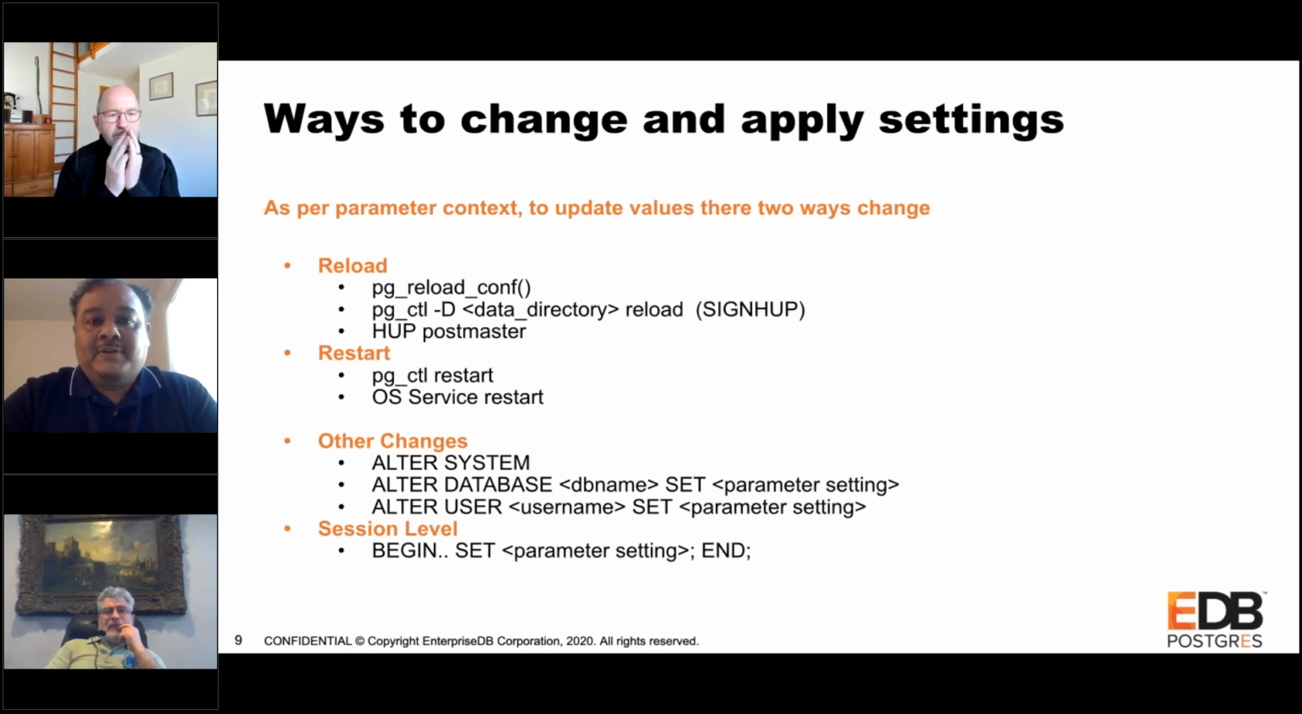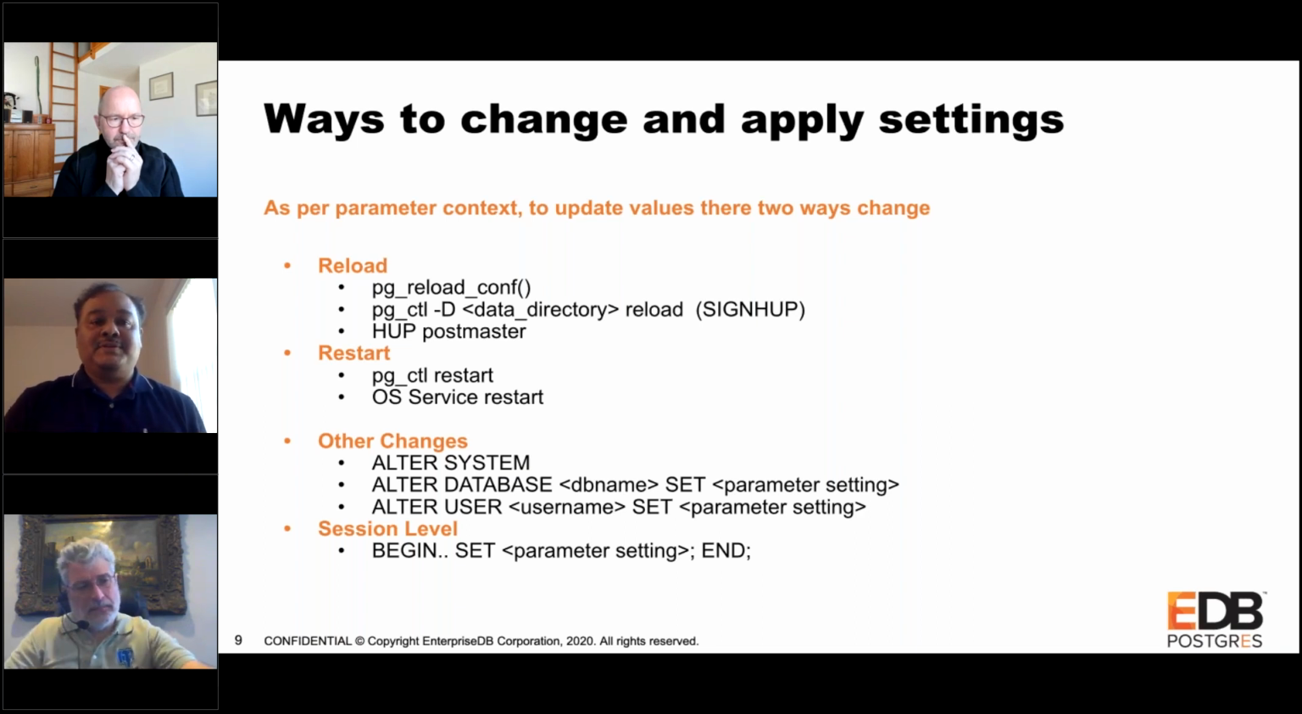Now what next? After you edited the postgresql.conf file and made some changes to the parameters, how do you apply it? There are two ways, as I said. One is reload, one is restart. Reload means once you connect to the database, you simply call a system-defined function. It is pg_reload_conf. This is a classic method we used to use.